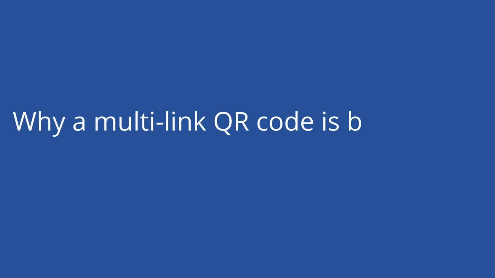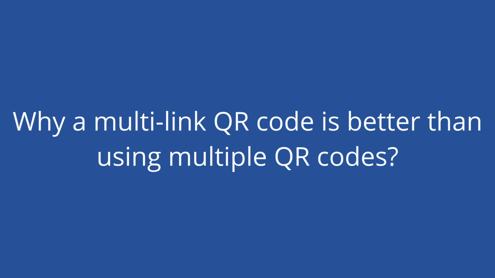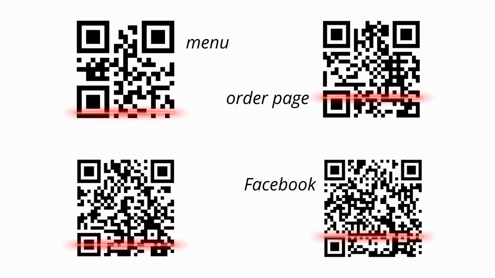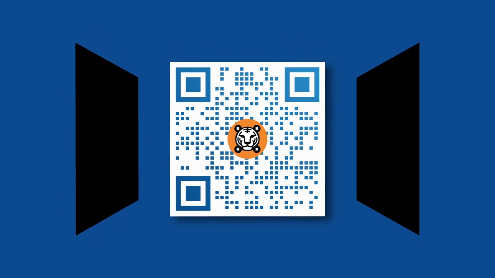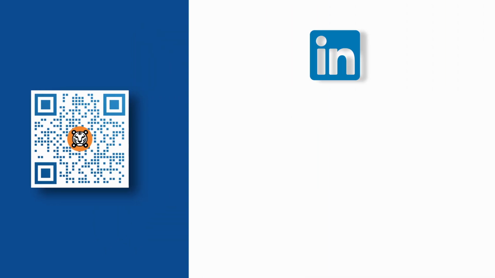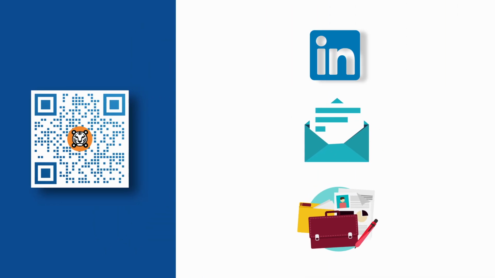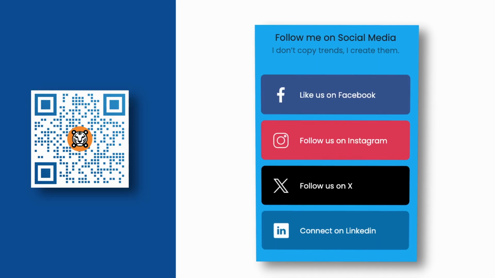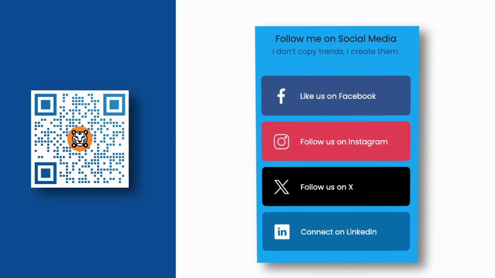Why a multi-link QR code is better than using multiple QR codes. Let's say you're a business owner launching a promo. Instead of putting four different QR codes on your poster, one for your menu, one for your order page, one for your Facebook, and one for your website, you display just one code. Or if you're networking, instead of sending people to just your website, you can give them a page that includes your LinkedIn, your email, your portfolio, your booking link, your company website. It's cleaner, more organized, and looks way more intentional.